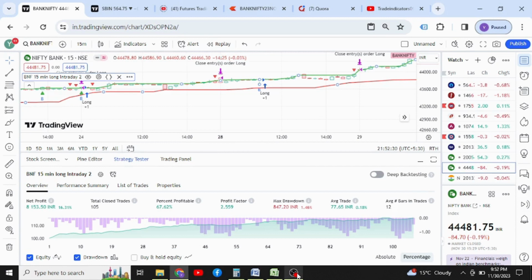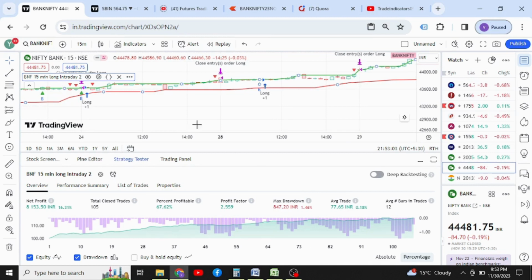Trade Indicators basically creates strategies which are coded in Pine Script for TradingView, and thereafter they are backtested, and after that they are brought before you so that you can also take signals and trade on those signals generated by the strategy. So there is one Bank Nifty strategy. This is a Bank Nifty strategy, and it can be used for futures as well as for options.